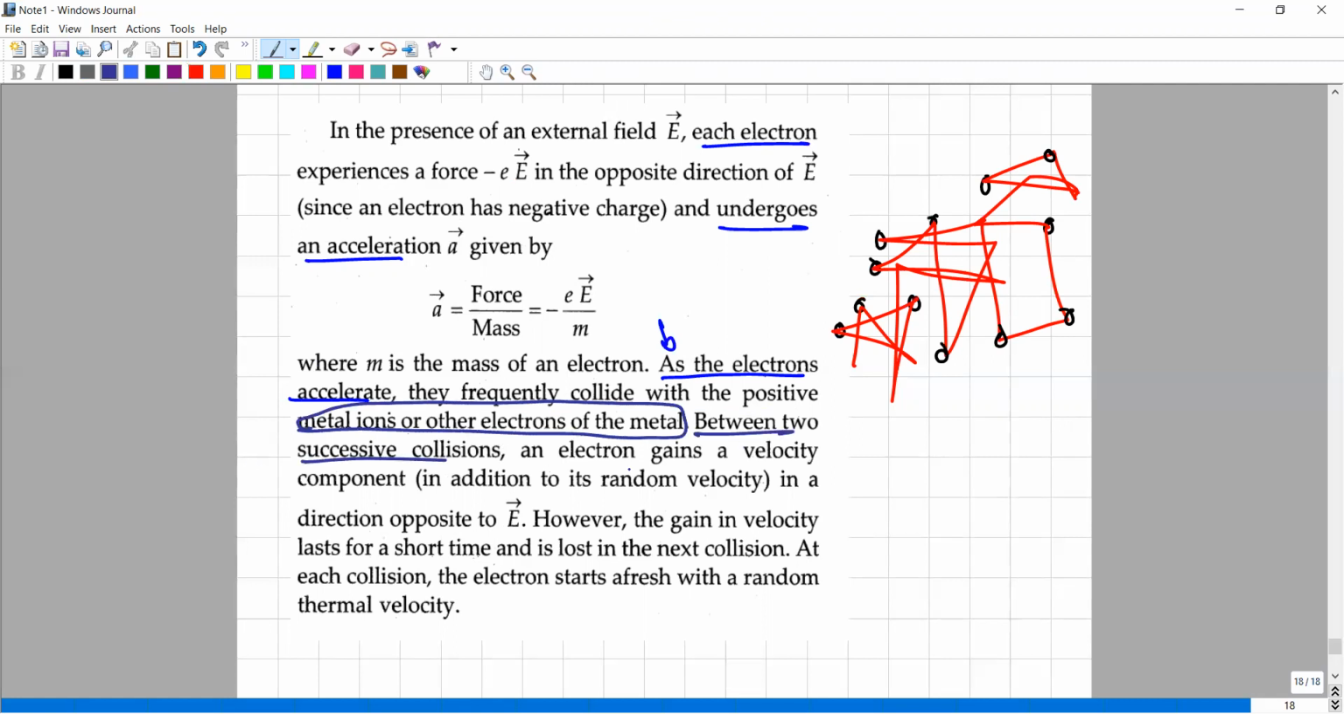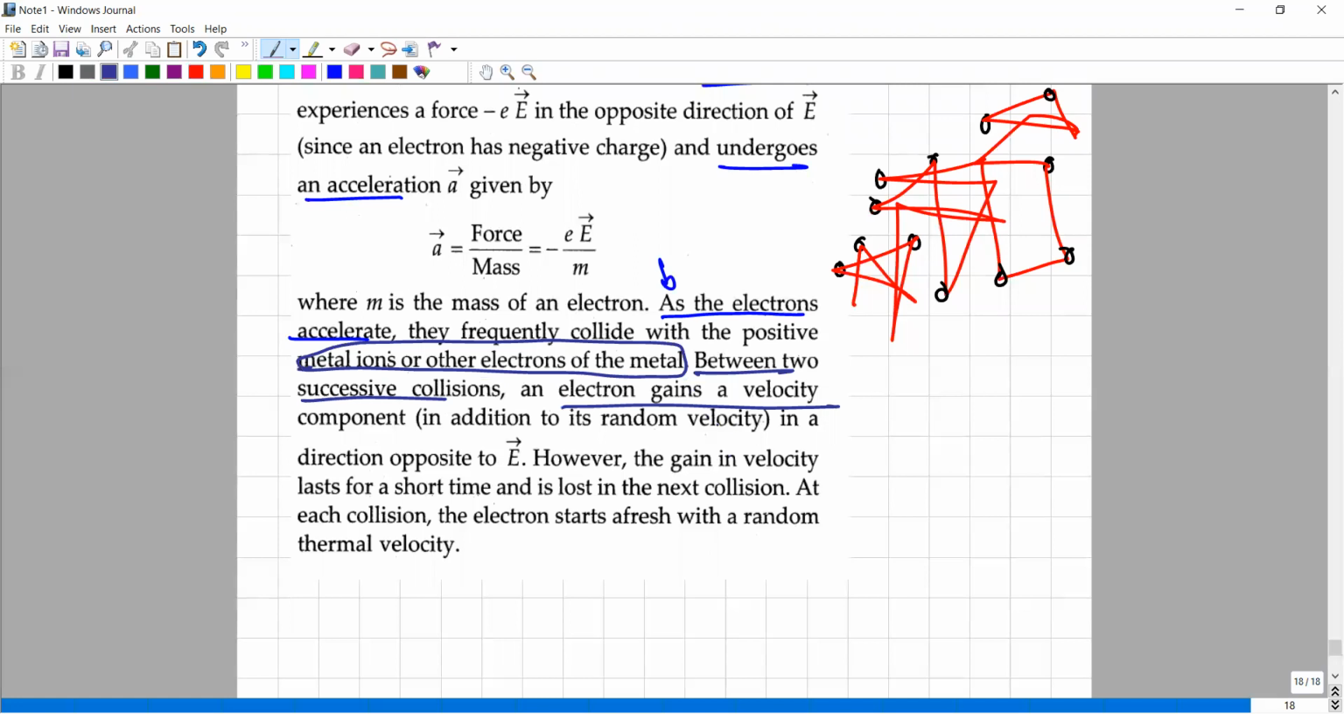Between two successive collisions, the electron gains velocity, because after colliding every time it is going to lose its velocity and then it will gain its velocity. How does it gain the velocity? Because of the electric field. So the electron gains a velocity component in addition to the random velocity, as I told you. The random velocity is because of the temperature, that is the thermal velocity. So in addition to the random velocity, there will be some velocity component, and it will be in the opposite direction to the electric field.